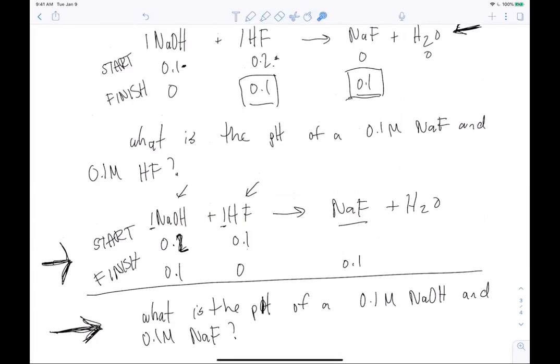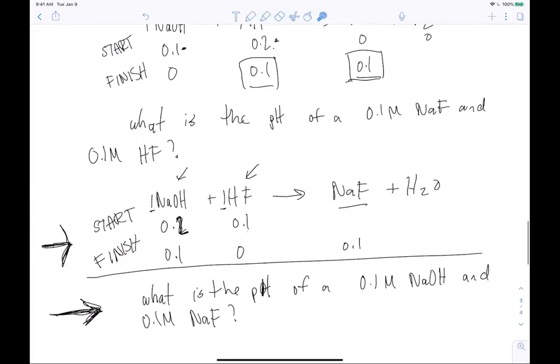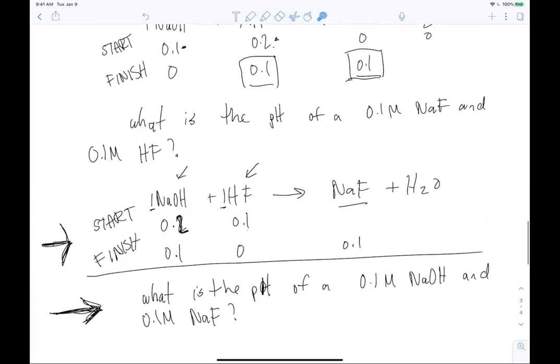The strong acid and weak base would form water and a weak acid base. So like a weak base would be like ammonia. Yes, that is correct, Jordan.